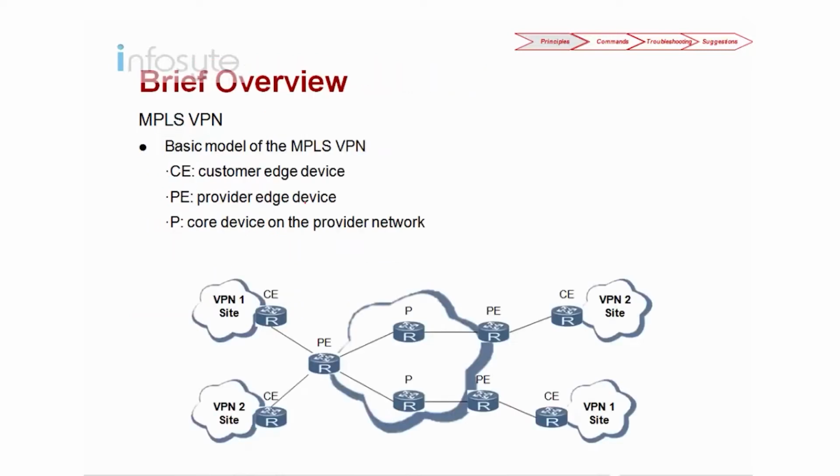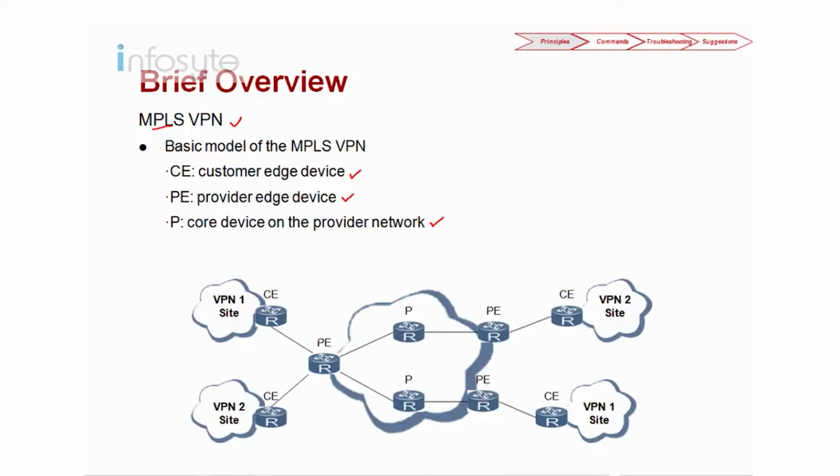Under the brief overview, when we talk about MPLS VPN, VPN means virtual private network, but this virtual private network runs based on MPLS. When you run based on MPLS, you have three different types of components: the customer edge device, which we call the CE, the provider edge device, which we call the PE, and the core device in the provider's network.